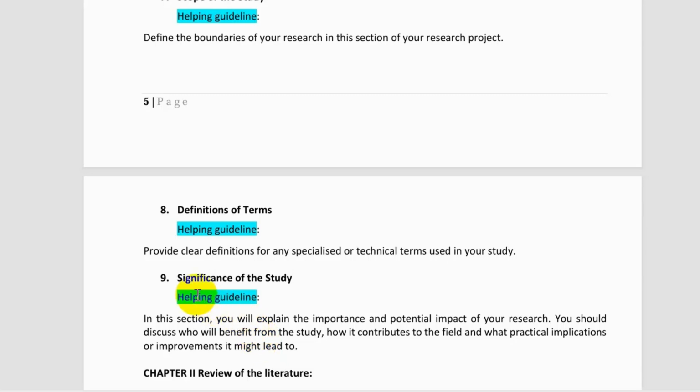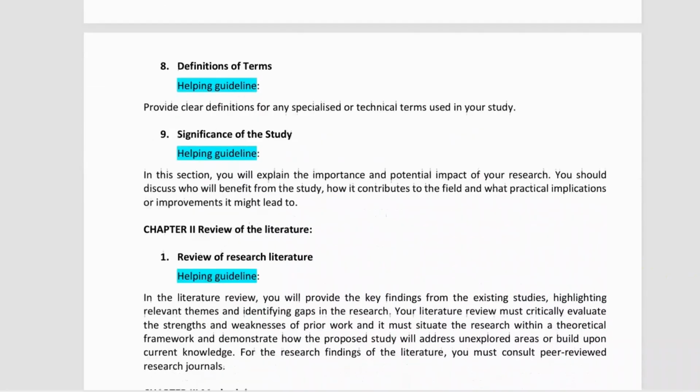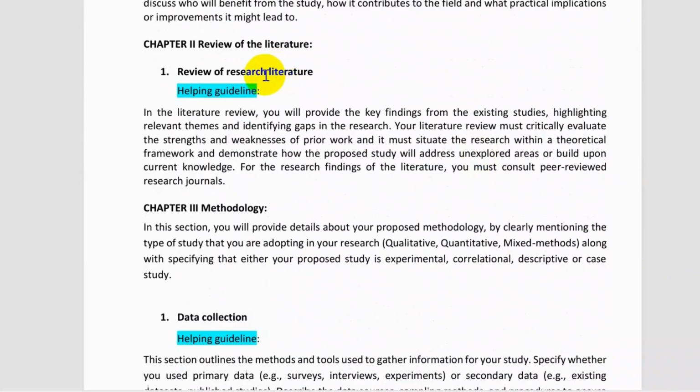So at the significance of the study, the first chapter, that is introduction of your research project, ends, and from here onwards, the second chapter, that is a review of the literature, starts.